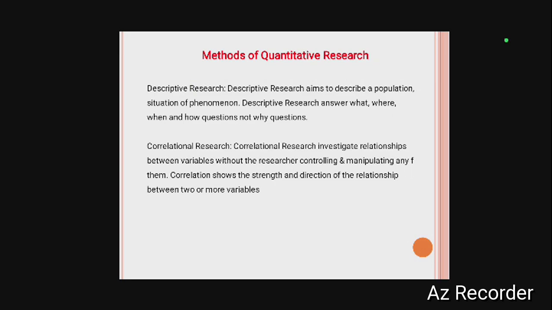The next type is negative correlation. Negative correlation is when one quantity increases, another quantity decreases. The direction is opposite to each other. For example, price and demand. Whenever price is increasing, demand is decreasing.